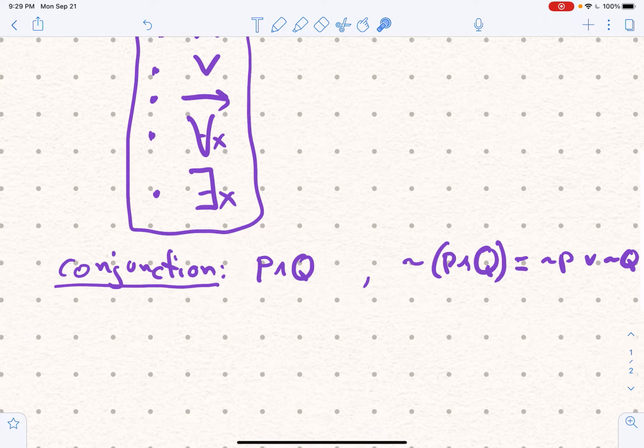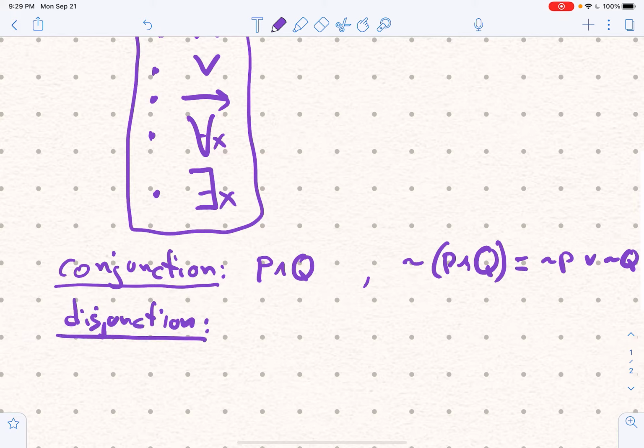Okay. Secondly, disjunction. Disjunction, we start with P or Q. And remember, what disjunction means when you think about how to express it verbally is it means either P is true or Q is true or both are true. And now if we negate that, if it's not the case that either P is true or Q is true or both are true, the only option that's left is that they're both false. And that means that P is false and also Q is false. Not P and not Q. And this is the other of De Morgan's laws.